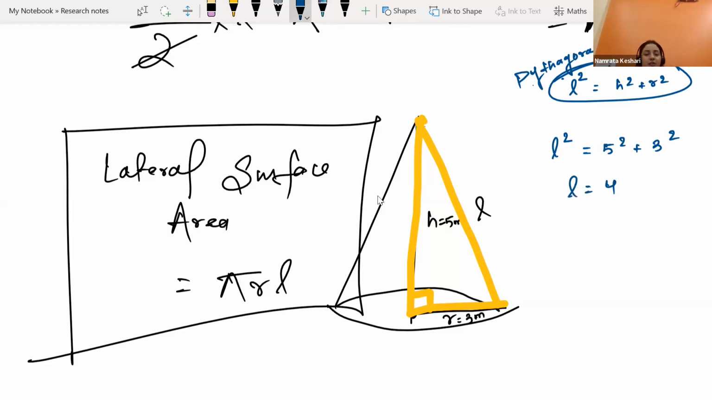The measurement I have taken is wrong. Hypotenuse can't be 4. Hypotenuse is the maximum distance. I must take R as 3 and H as 4. I must take this, then we must get L as 5. Hypotenuse is the biggest side.